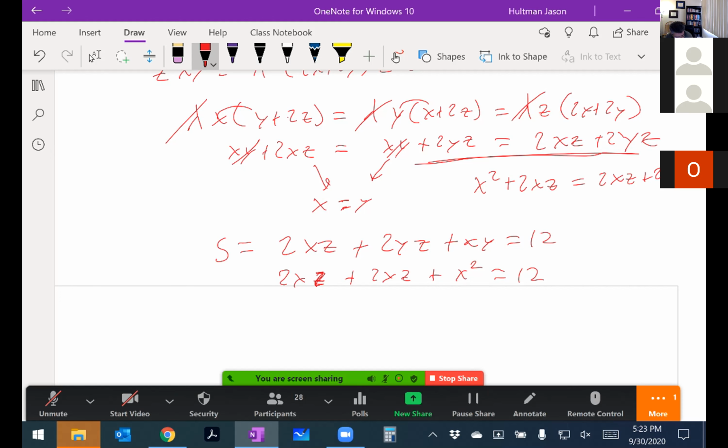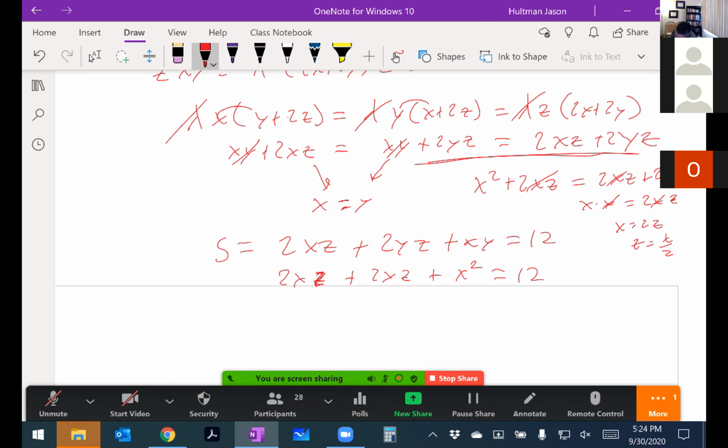Okay, so we could cancel this out. We could get x times x is equal to 2x times z. Okay, so what does this mean? Well, divide by x, and we say that x is equal to 2z. Or we could say z is equal to x over 2. Okay, so x is equal to 2z, or z is equal to x over 2.